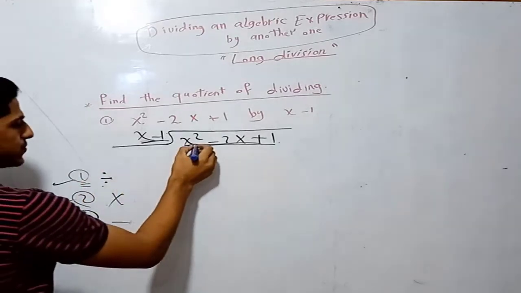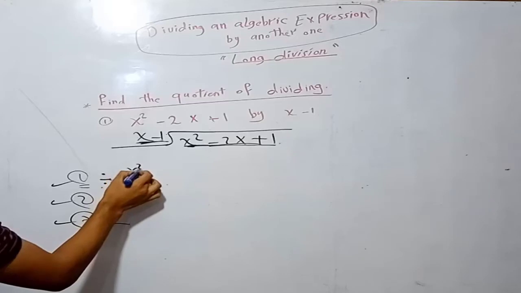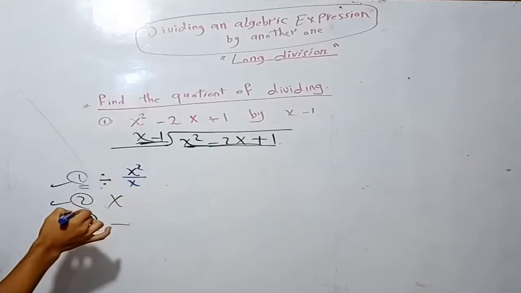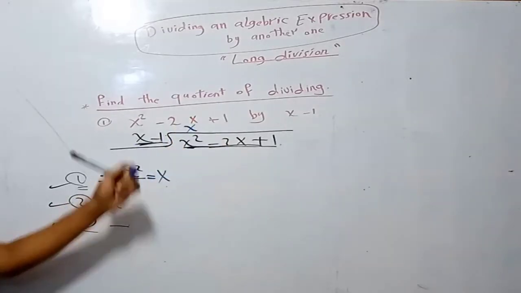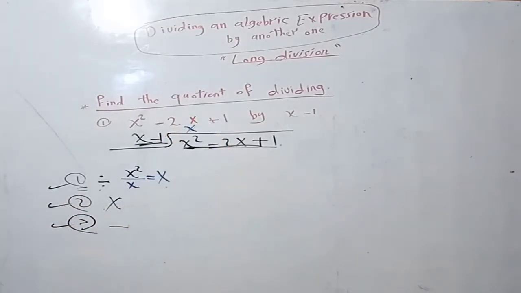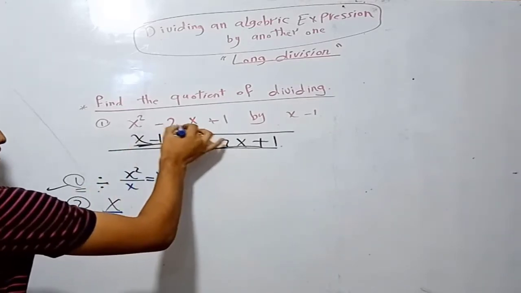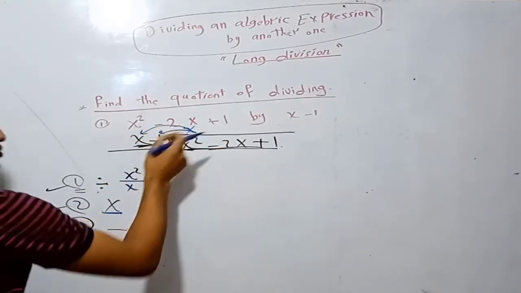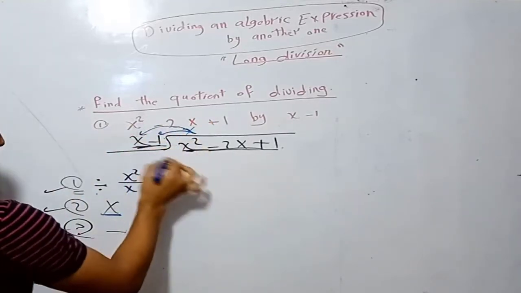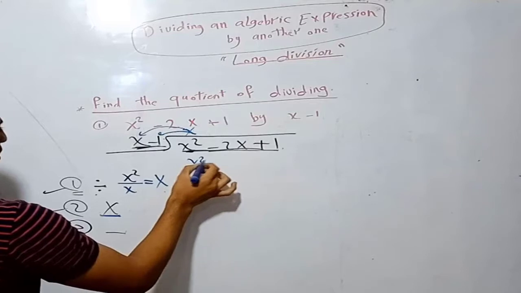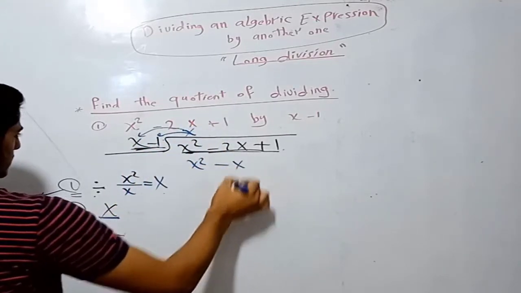Divide what? Divide the first term here by the first term here, like x squared divided by x. That is gonna be x, and write it up here in the quotient. Okay. Second, I have to multiply x in this term and in this. So multiply x times x and x times 1. X times x, that is gonna be x squared, and x times minus 1, that is gonna be minus x.